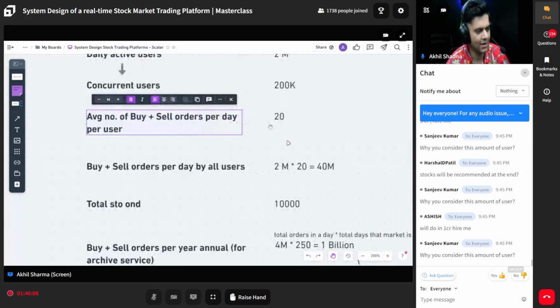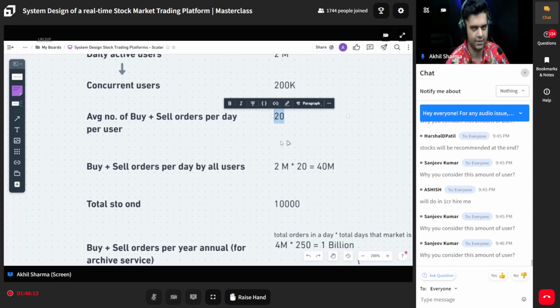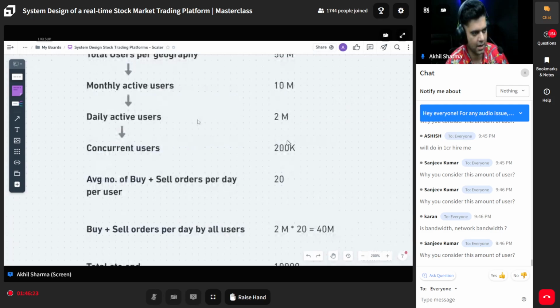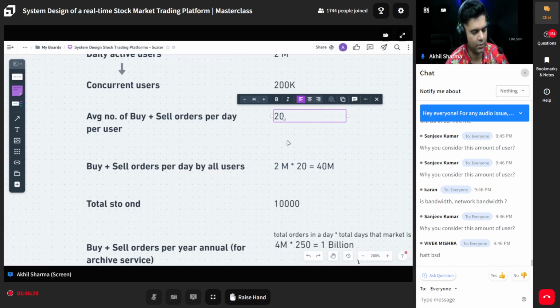Okay, so what's the average number of buy and sell orders per day per user? So that's 20. Let's say that every day, 20 orders, buy or sell, doesn't matter, are executed by every single user. Then what does that mean? That means that for all the users on the platform, which is 2 million users, our daily active users, so daily 2 million people, into how many are they doing? 20 orders they're executing. So that becomes 40 million orders executed every single day, all the users. Okay.